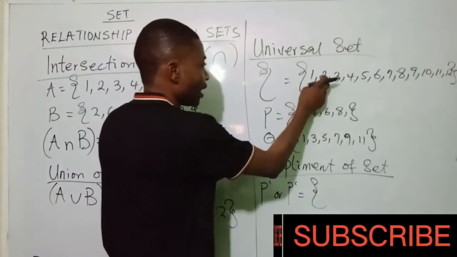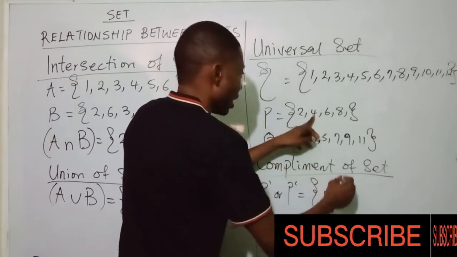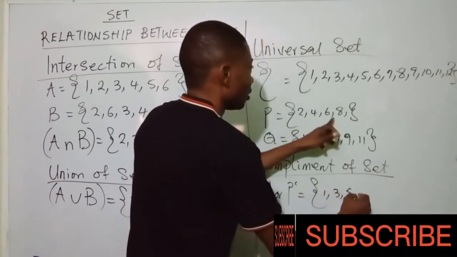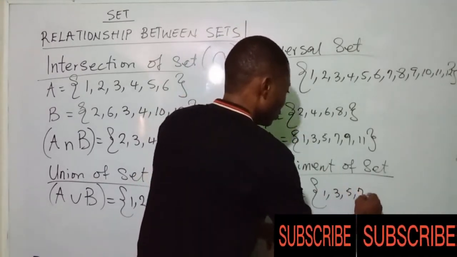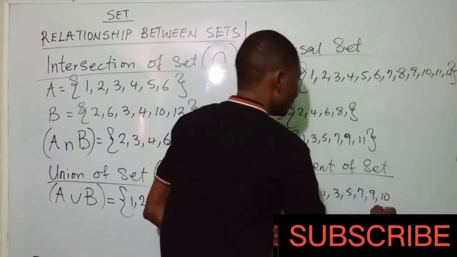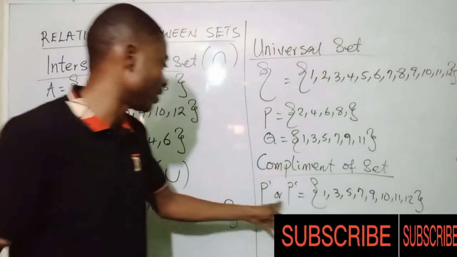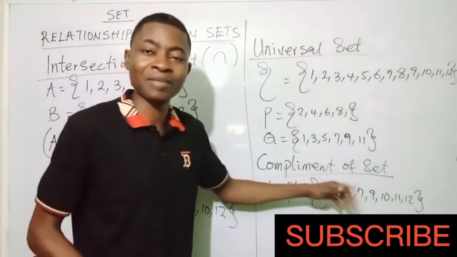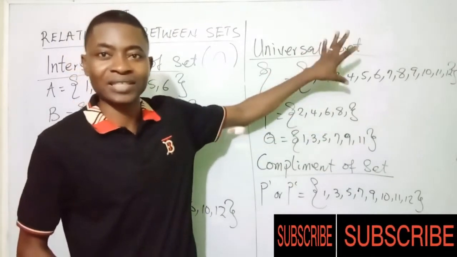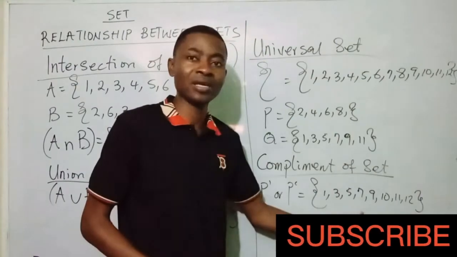So what are they now? This is P. I have 2 here, so I'm going to remove it. I'll have 1, 3, 5, 7, 9, 10, 11, 12. That is it. So this is P complement. P complement means subtract all the elements you have in set P, remove them from the universal set. Whatever remains is the member of P complement.